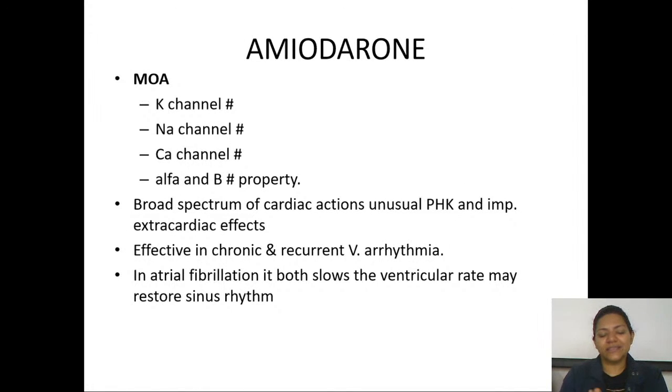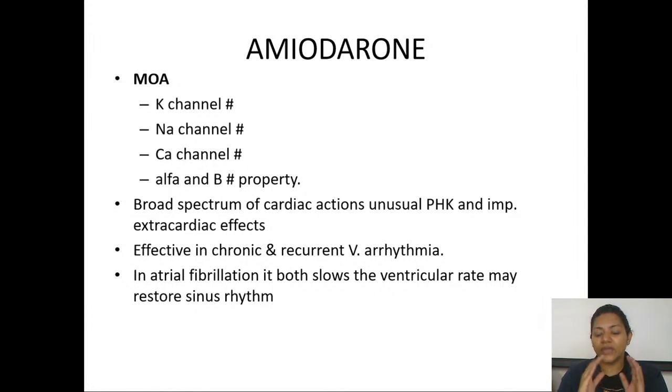Now, let's discuss these drugs in a little bit of detail. The first drug that comes is amiodarone. Amiodarone has a wide range of mechanisms of action. It is a potassium channel blocker, a sodium channel blocker, and a calcium channel blocker. Apart from this, it has alpha and beta blocking properties as well. So because of this, it has a broad spectrum of cardiac actions, unusual pharmacokinetics, and important extracardiac effects.